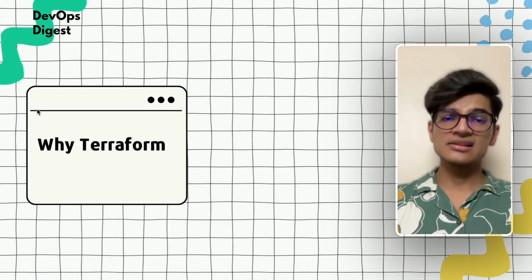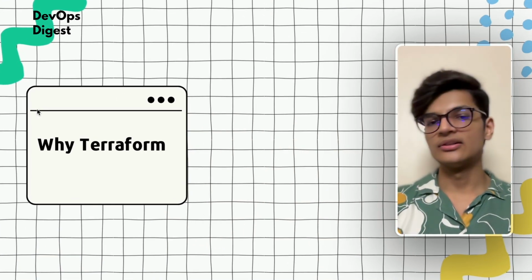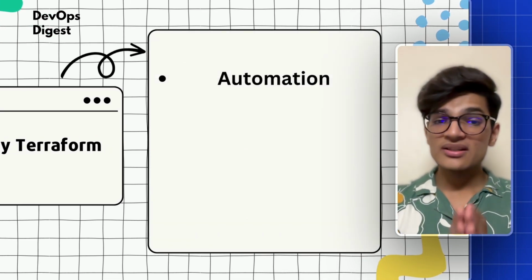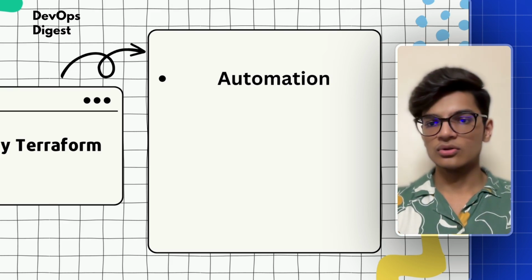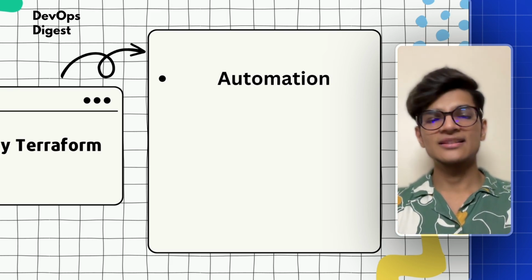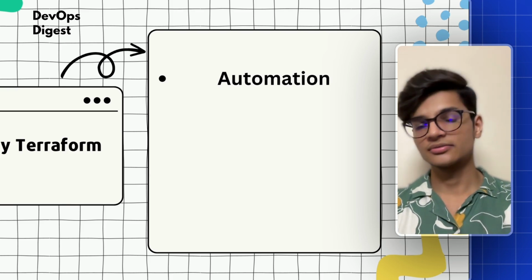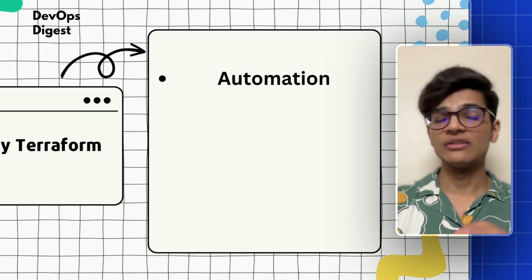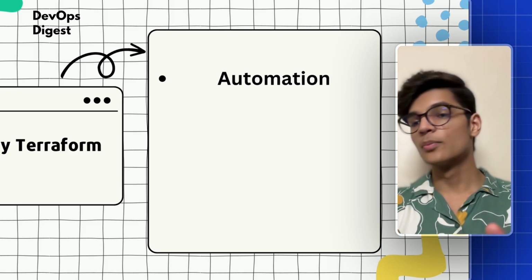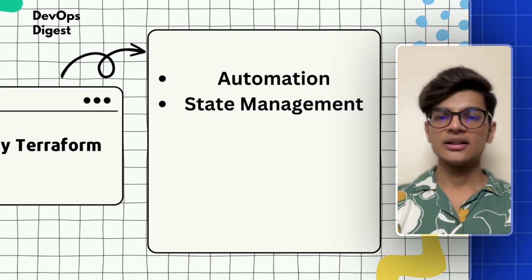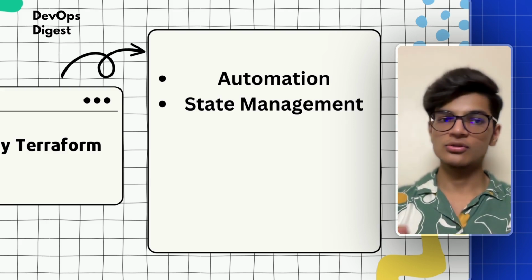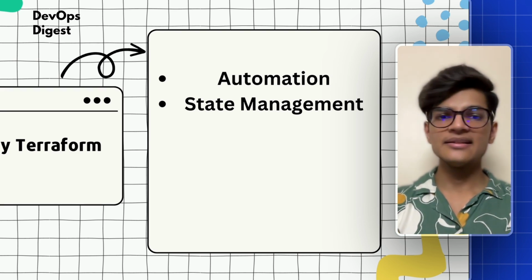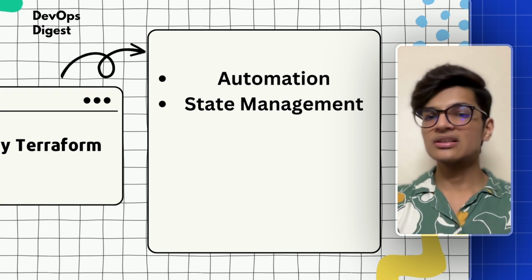Now let's discuss why we use Terraform for IAC. As we discussed earlier, automation is one of the main advantages of infrastructure as code. Terraform automates the provisioning and management of your infrastructure. This saves you time and effort compared to manual configuration and reduces the risk of human error. State management. Terraform keeps track of the created infrastructure resources. This allows you to easily track changes, manage dependencies, and revert to a previous configuration if needed.